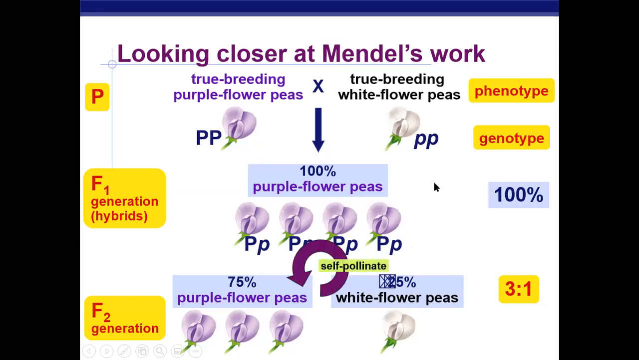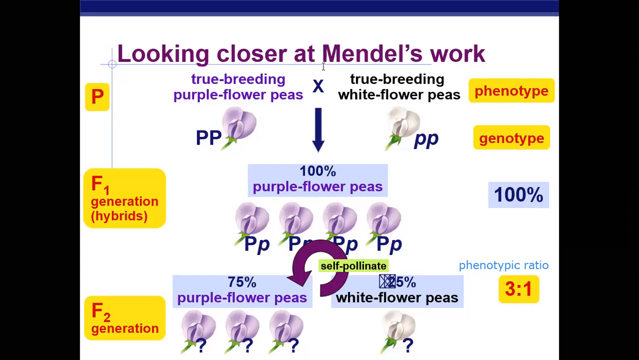After we self-pollinate our F1 generation, our F2 generation is not going to be all of one thing or another. It's actually going to start having different genotypes. So what are these different genotypes? The phenotypic ratio is very important. It's very important that you know this. Phenotypic ratio is 3:1.